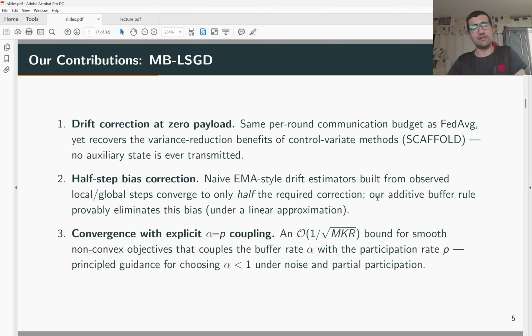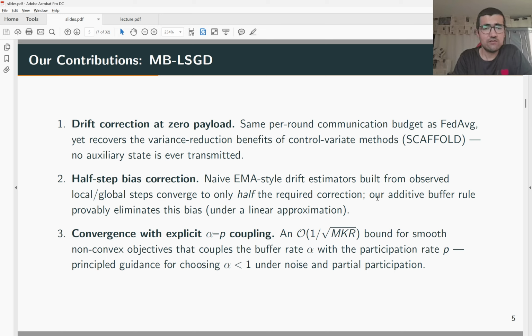Our answer is yes, at least in our experiments, and it comes with three contributions. First, drift correction at zero payload. MB-LSGD runs on exactly FedAvg's communication budget. No auxiliary state ever crosses the network. Second, we identified and fixed what we call the half-stale bias. If you build a drift estimator naively as an exponential moving average of what you observe, it converges to only half of the correction you need. Our additive update rule eliminates that bias.